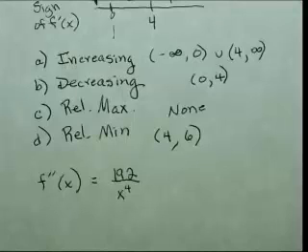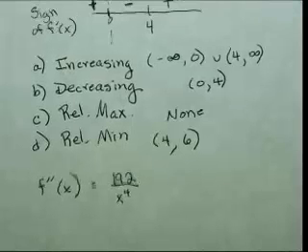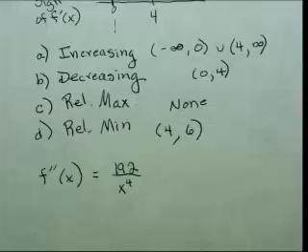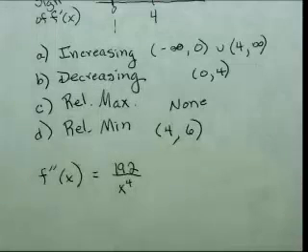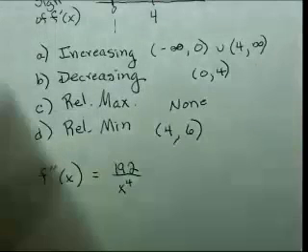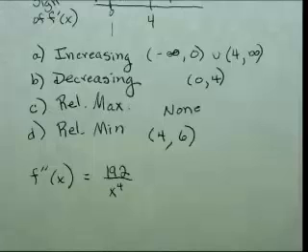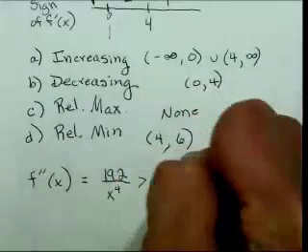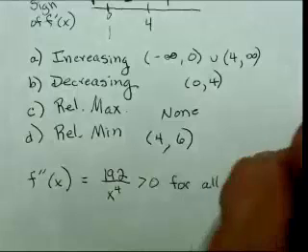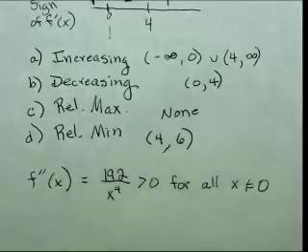Use a shortcut. What do you know about the sign of 192 over x to the 4th? It's always positive, except for at 0. At 0, it's undefined. So how can I write that? I'm going to write that it's greater than 0 for all x not equal to 0. So that's your domain. Domain was for the original function.